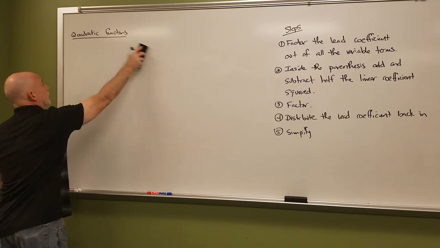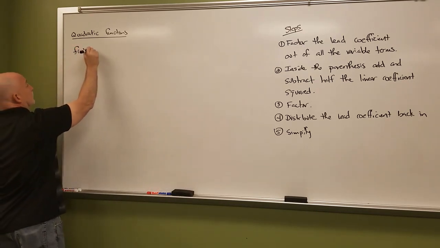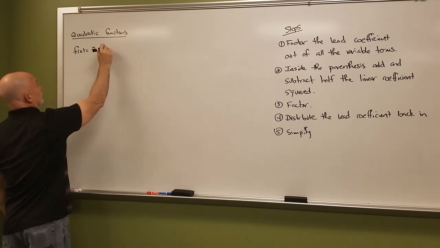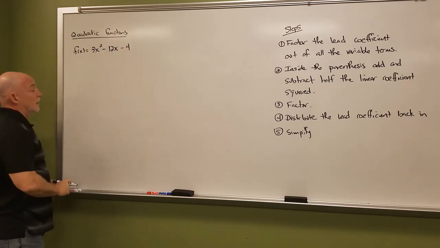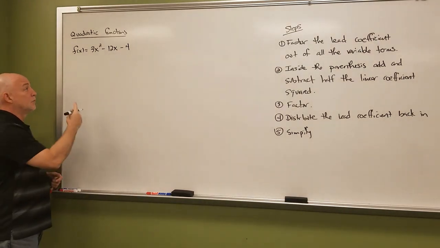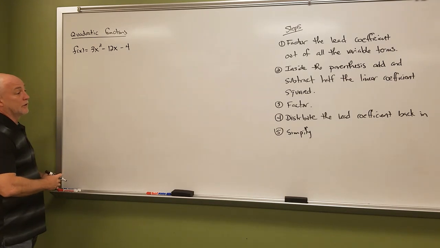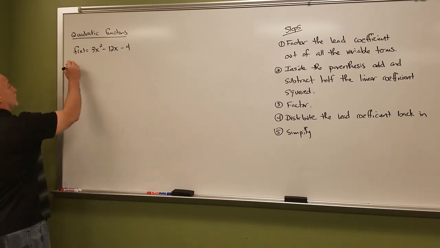All right, so let's say I gave you our function f(x) = 3x² - 12x - 4. Hit pause, see if you can put this in standard form and state the vertex and the line of symmetry. All right, if you're back, let's give this a shot.